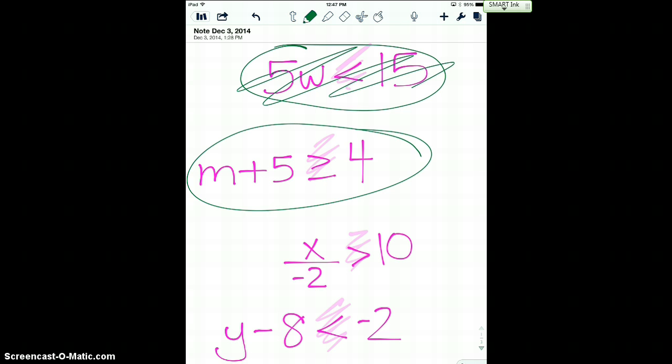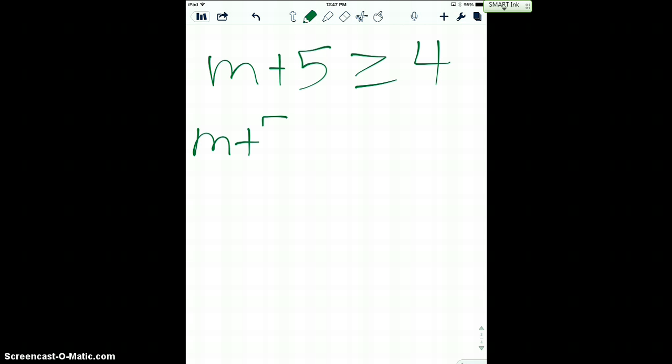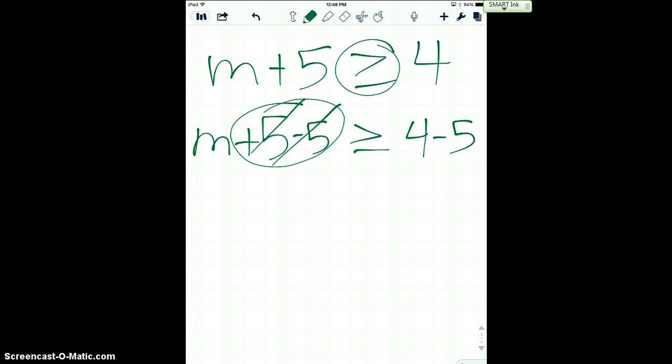All right, let's go to this one. M plus 5 is greater than or equal to 4. All right, solve it. We have addition by 5, so to get rid of it, we are going to do what? Subtract 5. Good job, people. And we're not going to write equals, are we? We're going to write that symbol, greater than or equal to. These are going to cancel each other out. I'm just left with M.